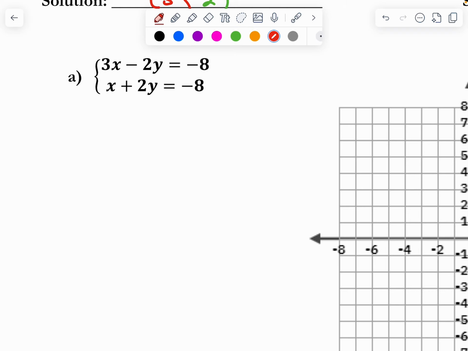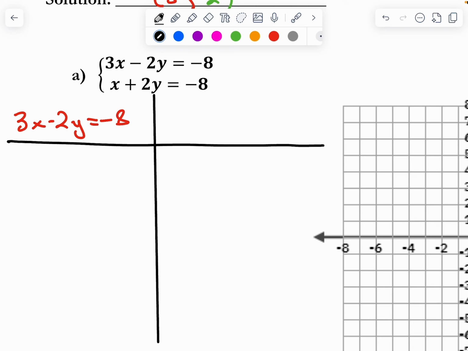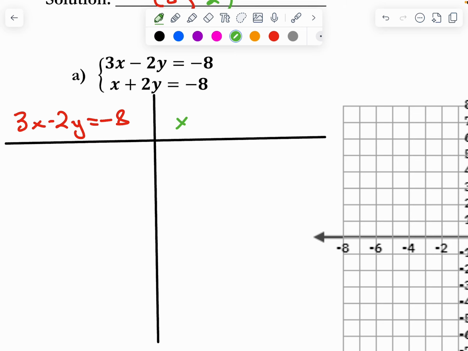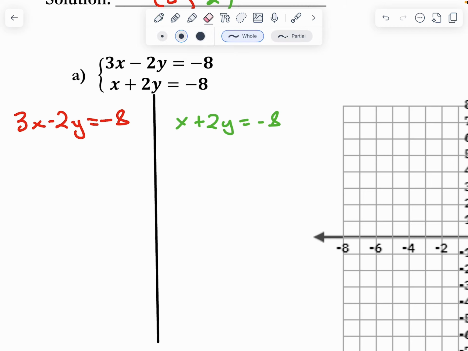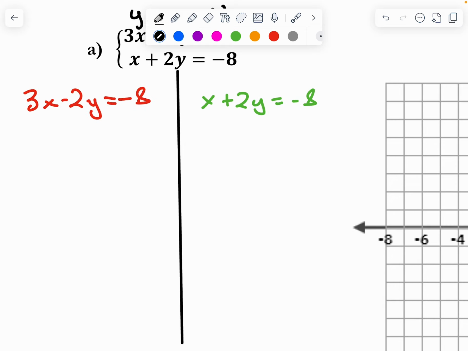We've got 3x minus 2y equals negative 8. And we also have another equation, x plus 2y equals negative 8. I like to just have a t-chart anytime I do anything because it separates my work. Actually, I don't even know why I have this t-chart. Let's just leave it like this. So in order for us to graph either of these, we have to turn these into y equals mx plus b. Always have to do that. So let's go ahead and transform them.